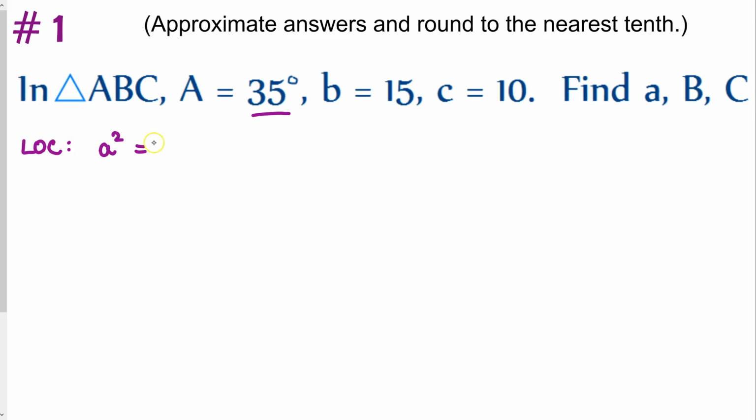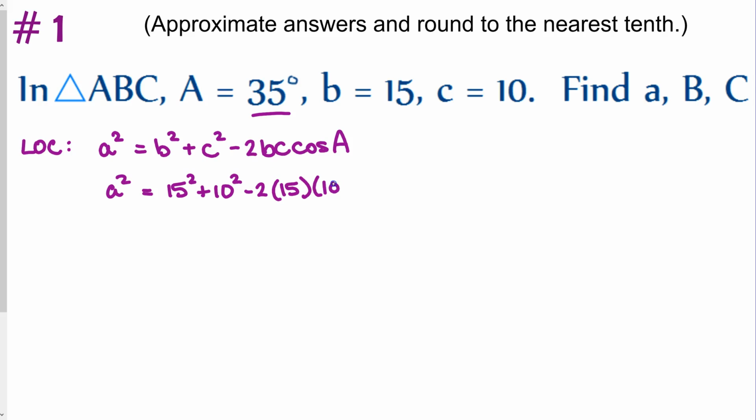A squared equals B squared plus C squared minus 2BC cosine of A. So let's go ahead and substitute all of the information we have into that. So A squared equals 15 squared plus 10 squared minus 2 times 15 times 10 times the cosine of 35 degrees. I do want to simplify this, but I'm not necessarily going to find the cosine of 35 and write that down because that would be approximate, and I don't want to approximate until the very end.